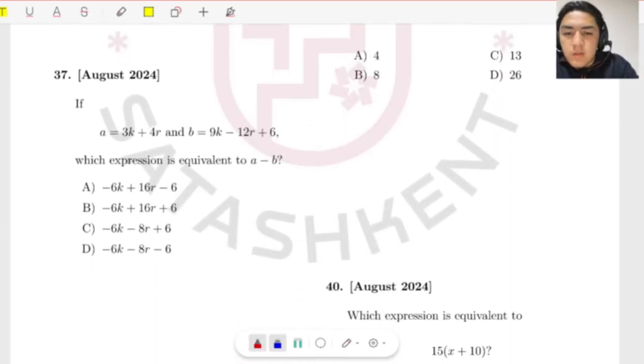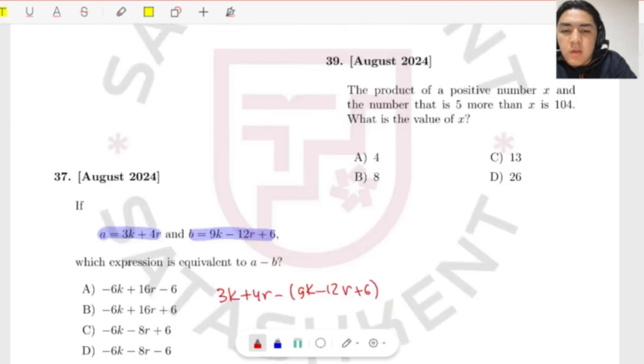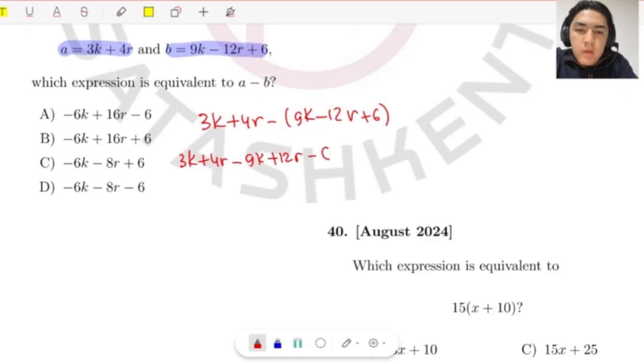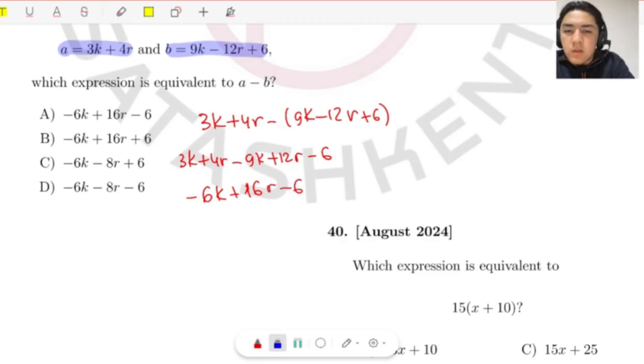Question number 37. Here you have to find A minus B, and A is this, B is this. Let's plug it in. 3k plus 4r minus 9k minus 12r plus 6. Then I will have 3k plus 4r minus 9k plus 12r minus 6. Then minus 6k plus 16r minus 6. So this is not B, actually this is A.